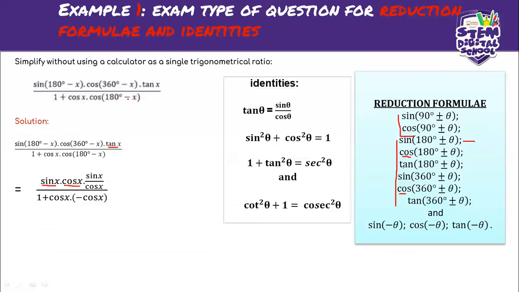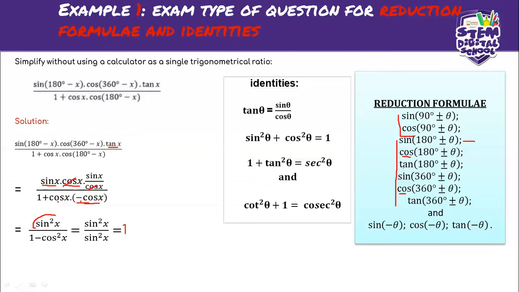180 minus, which quadrant? Second quadrant. Cos is what? Is negative. Hence we are having negative cos x. Then the next step: if we check here, this cos x and this cos x cancel each other. Then we are left with sine x multiplied by sine x. It gives us sine squared x.